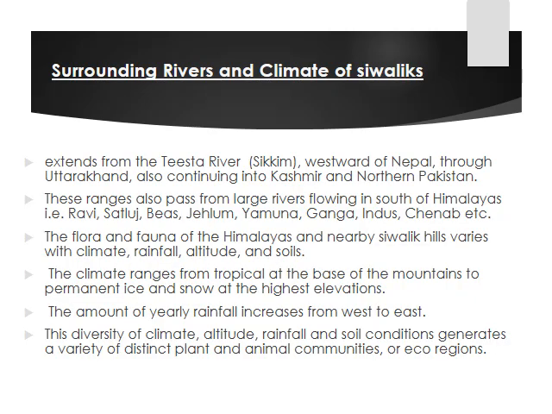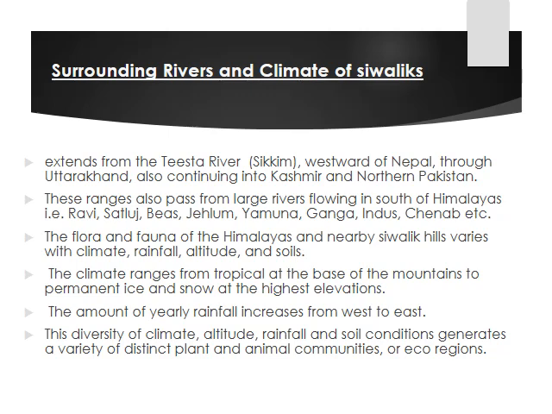And if we talk about surrounding rivers and climate of Siwaliks, it extends from the Teesta River, Sikkim, from the westward of Nepal through Uttarakhand, also continuing into Kashmir and northern Pakistan. These ranges also pass from large rivers flowing in south of Himalayas. These rivers include Ravi, Satluj, Beas, Jhelum, these are of Pakistan, and Yamuna, Ganga, these are of India, Indus and Chenab, these are rivers of Pakistan.